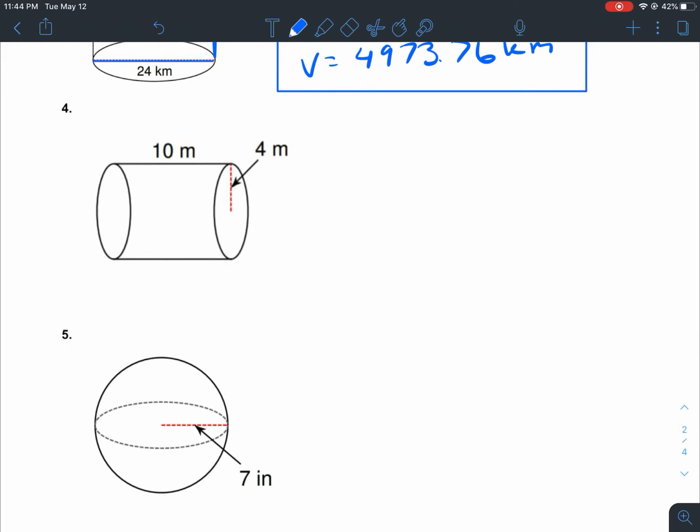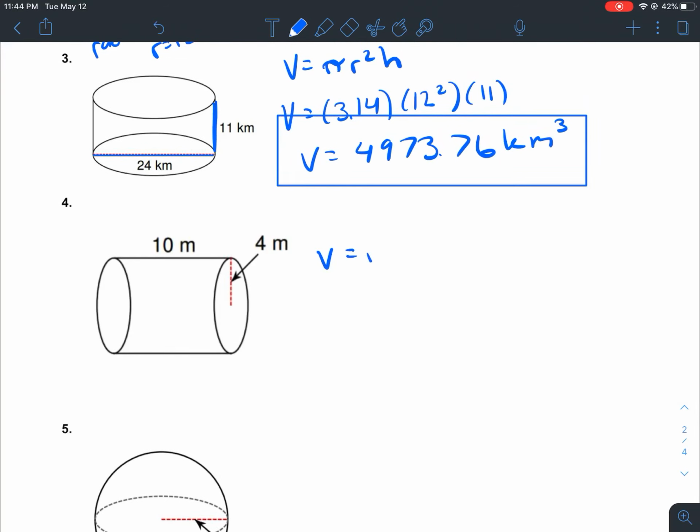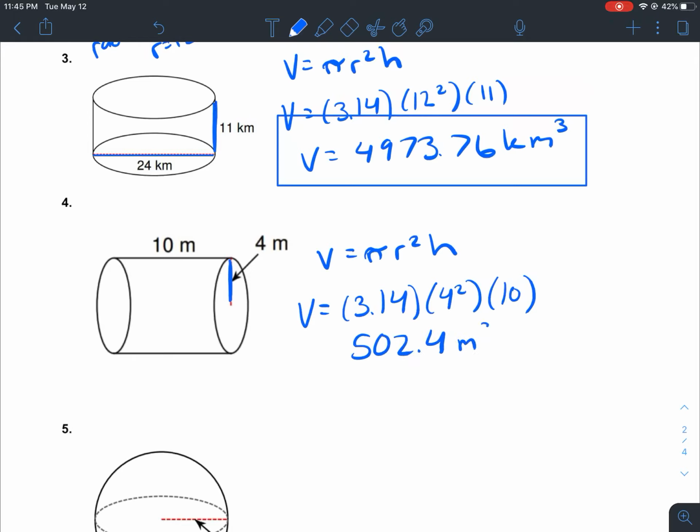All right, for number 4, we have a cylinder again. So we are going to go ahead and use that formula again: pi radius squared times height. Here, they gave me my radius, so I can go ahead and plug it in. So we got 3.14 for pi. We're going to do radius squared, and we will use 10 for height. So if you plug that in, 3.14 times 4 squared times 10, you should get 502.4, and that's going to be meters cubed. So that is our answer for number 4.